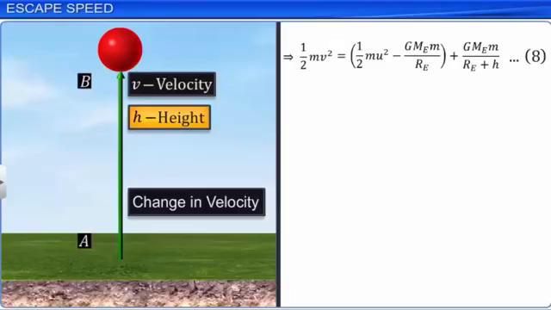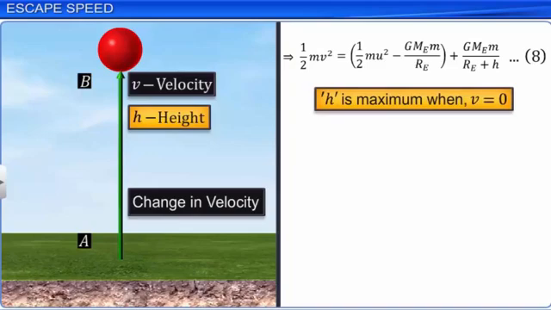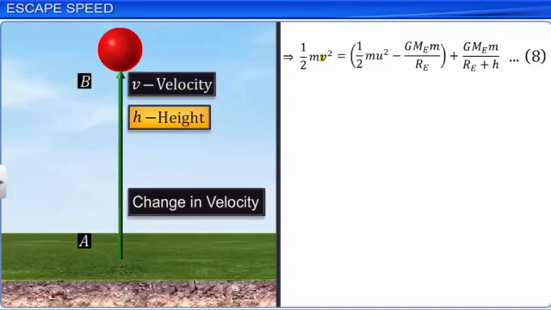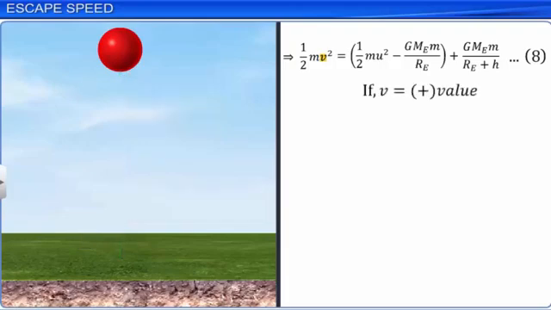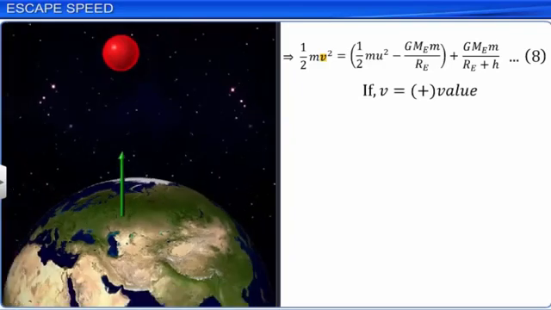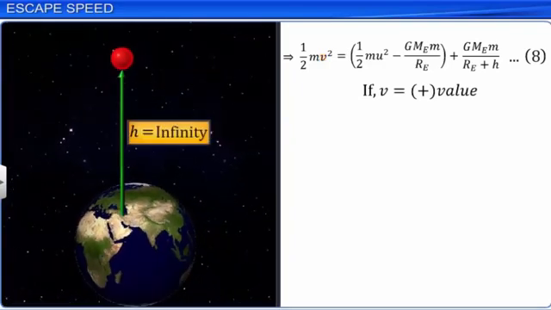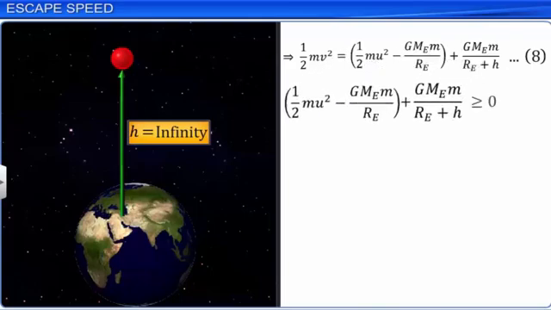The height gained by the body projected vertically upwards is maximum when its velocity v becomes 0. This is possible when the sum of all the terms on the right side of equation 8 is equal to 0. In case velocity v always has a positive value, then the body continues to move vertically upwards, thus increasing the value of h to infinity, which eventually happens when the body escapes the gravitational field of the Earth. This is possible when the combination of the terms on the right side of equation 8 is greater than or equal to 0 for any value of height h.